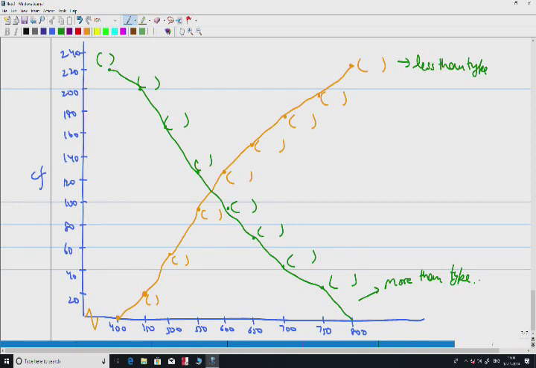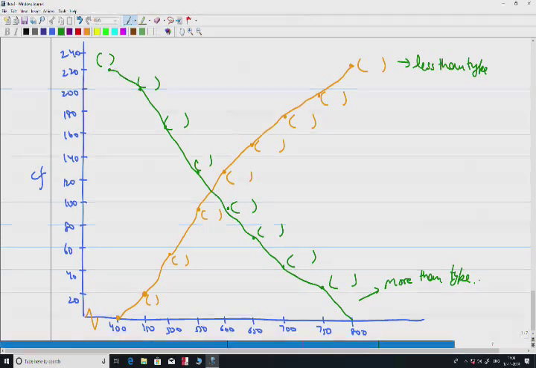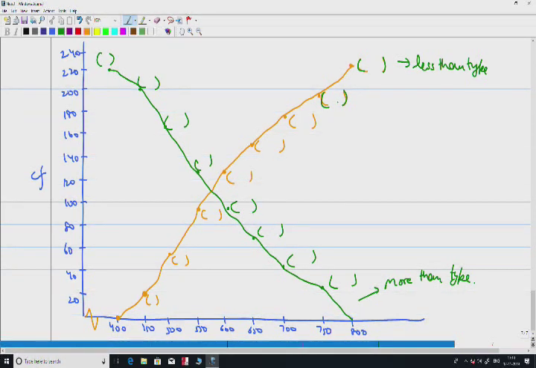And make sure to mention the coordinates. I have made only these brackets over here, but you have to write the coordinates over here, whatever coordinates you are using. Yes, cumulative curve means ogive, less than ogive or more than ogive. Any other doubt?